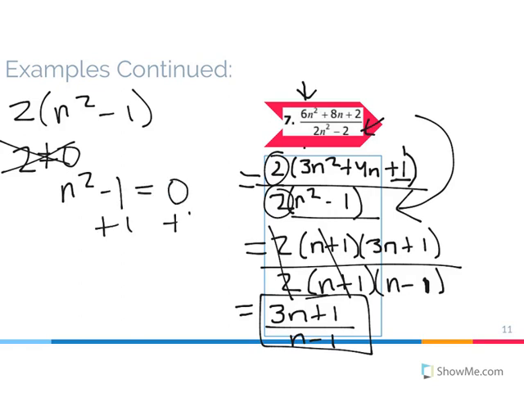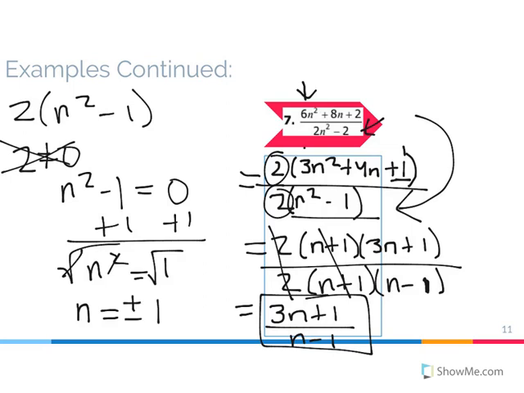We're going to add 1 to both sides. And then I have n squared equals a positive 1. I'm going to go ahead and take the square root of that. Remember, when you take the square root of a number, it actually becomes a plus and a minus 1. So our n cannot equal a plus or a minus 1. So this is what our n values cannot equal, and this is our simplified solution.